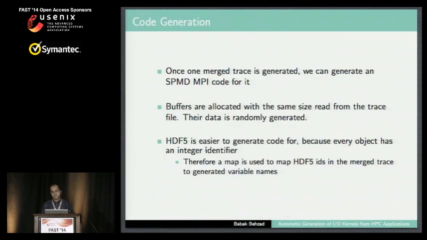And then once you have this single trace, we are working on a code generation tool which generates a single program multiple data MPI code for it. It has to allocate the buffers based on the sizes that are recorded in the trace, and the data is definitely randomly generated because we are not storing any data in the trace files.